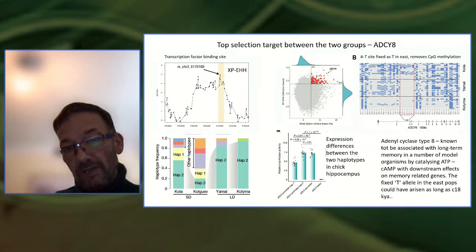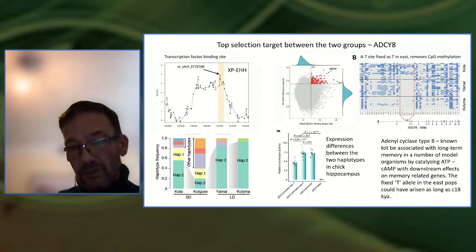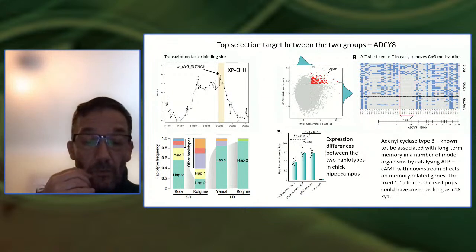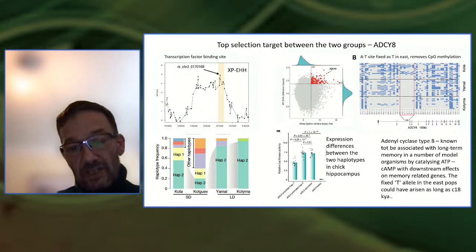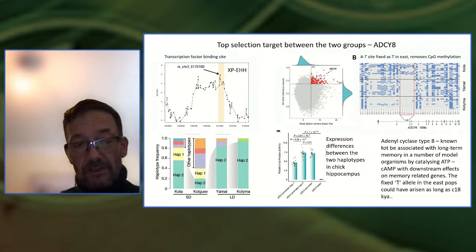In fact, the really interesting thing is that we see different expression levels of the promoter when we manipulate the promoters from the populations in the east and the populations in the west and do a functional test in developing chick hippocampus. And we can see a big difference in expression levels between the eastern and western haplotypes, with the western haplotype being expressed significantly more strongly. So clearly, this particular allele of ADCY8, the expression of which seems to be limited by CpG methylation, has a big difference between the different geographic regions of peregrines.